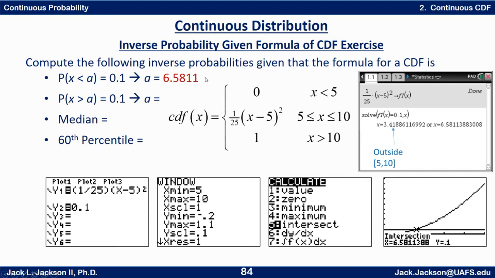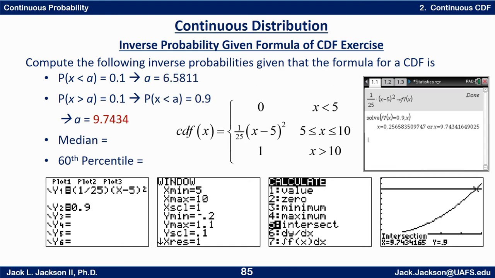So that's it. Okay, see if you can do one where the probability that x is greater than a is 0.1. What's a? Come back when you think you have it. Press pause now. Well, if the probability to the right is 0.1, then the probability to the left is 0.9. So you do the same thing, but you change this to 0.9, graph that one, and do a calc intersect, and you get about 9.74.